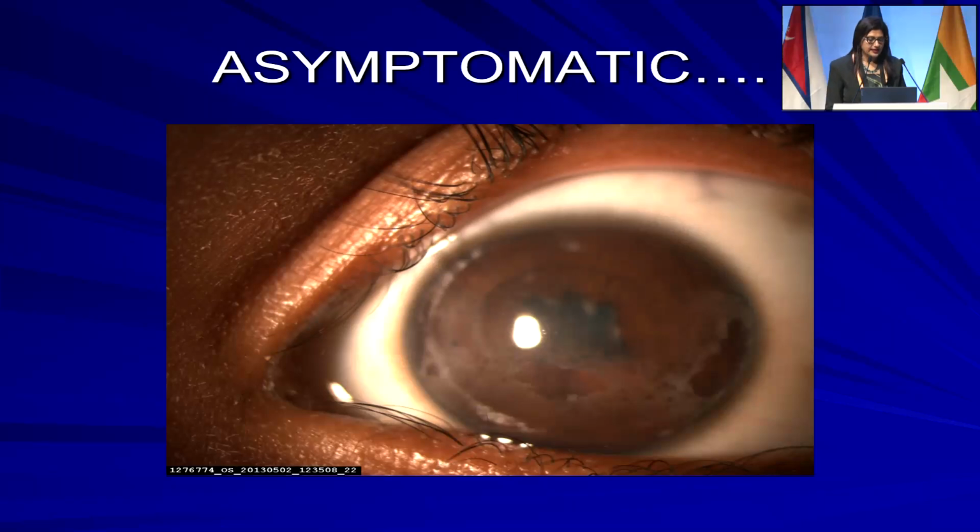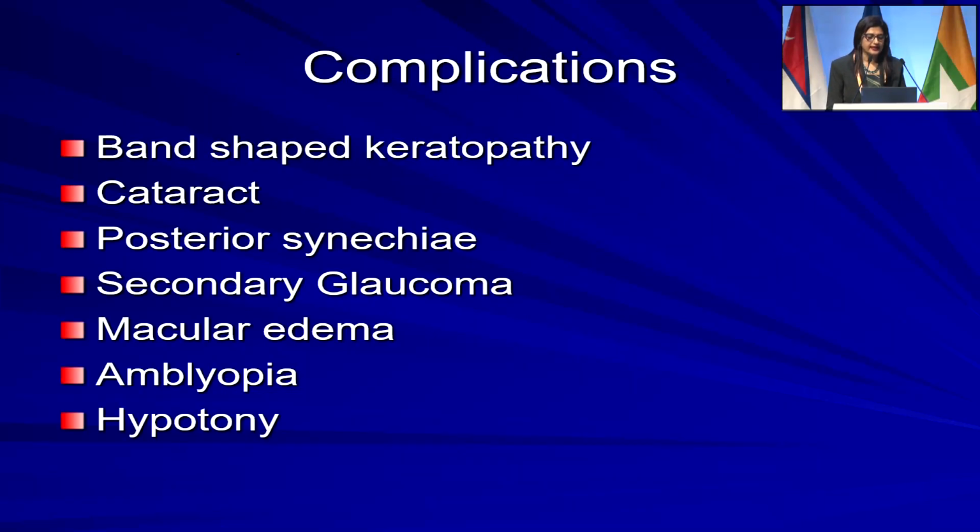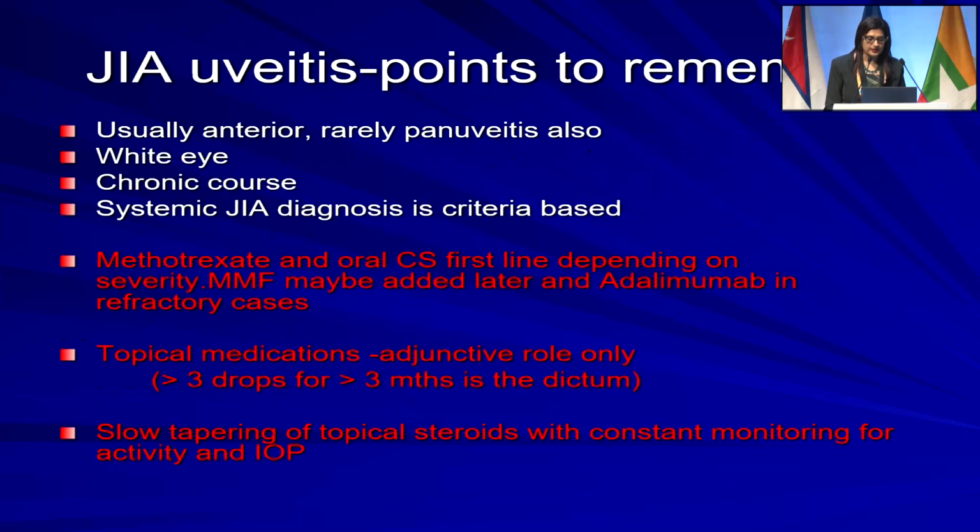And you know that they all present with this very typical band-shaped keratopathy and cataract with multiple posterior synechiae. Many of them develop secondary glaucoma. Sometimes as a posterior segment complication, you can have macular edema and later amblyopia, and in the last stages of the disease, severe hypotony as well. So in JIA, points to remember are, it is usually anterior, very rarely pan-uveitis. It is usually a white eye with a chronic course.